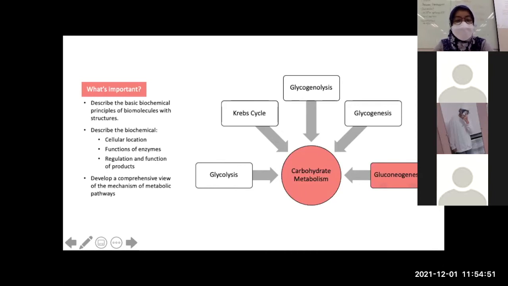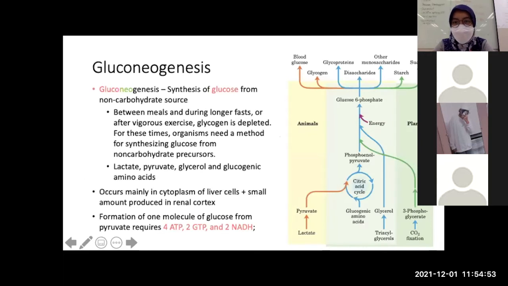Now we have gluconeogenesis. If you ever forget in the exam what these things are, take some time to break down the name. Gluconeogenesis. Gluco is of course related to glucose. Neo means new. Genesis means to generate or to synthesize. So synthesis of glucose, but now from a non-carbohydrate source.